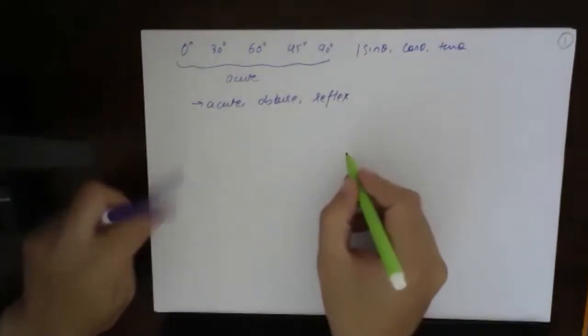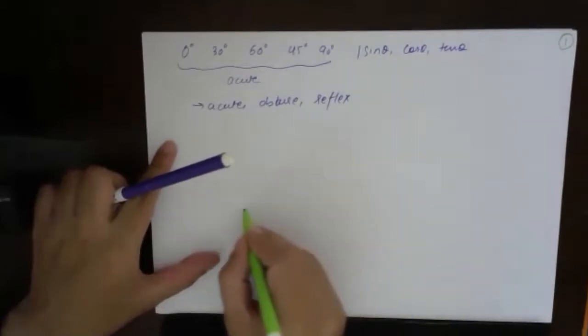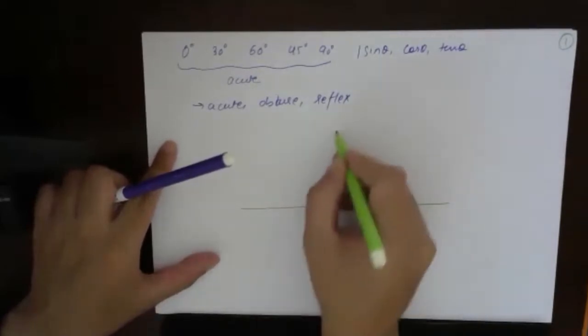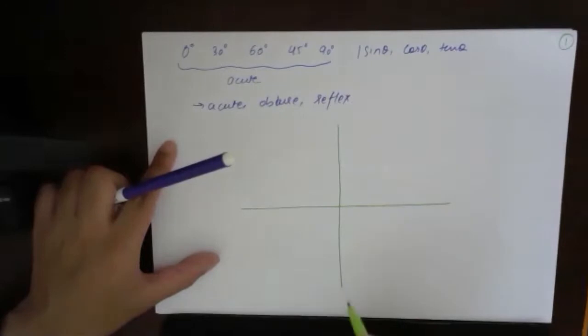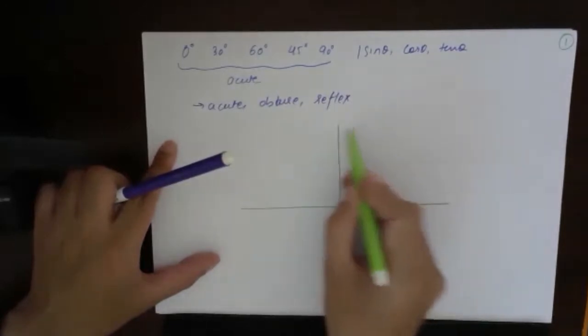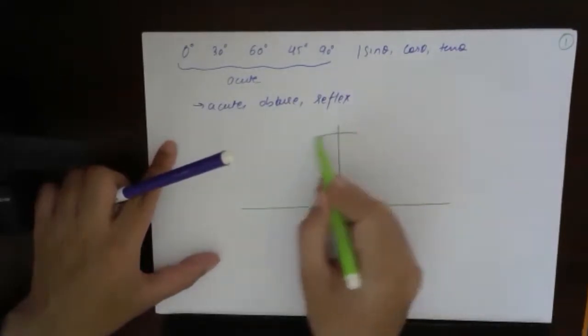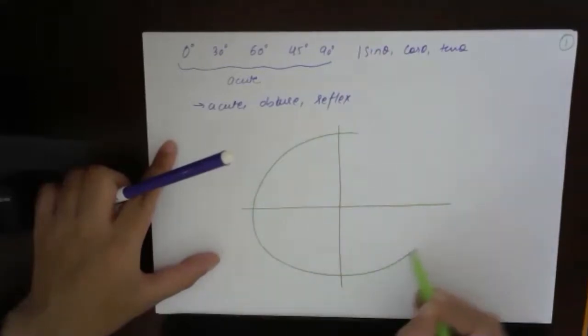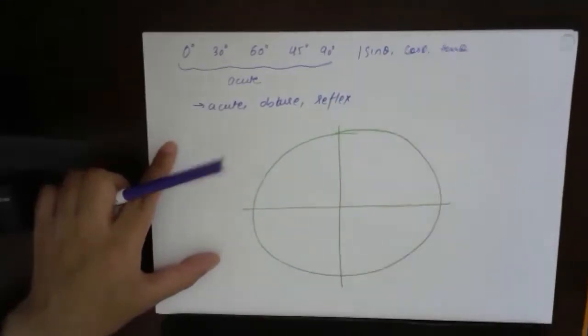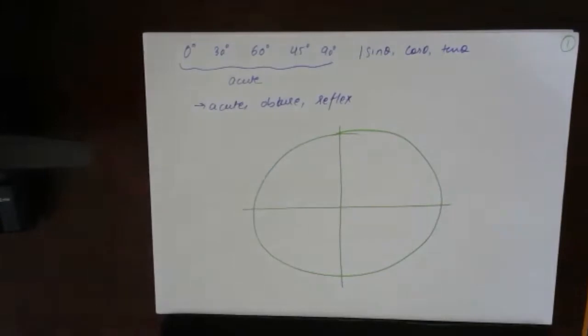For this, we will make a circle. We'll make a unit circle at the center. So this is the x and y axis. Now we know that if one of the angles is 90 and the other angle is the same, then the triangles will be similar.